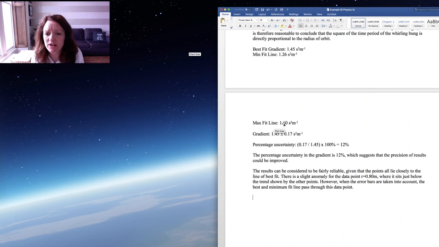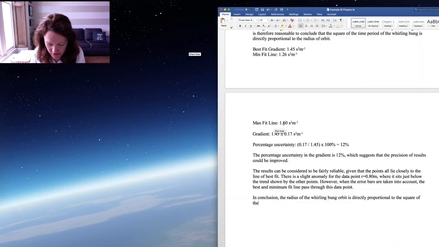I'm going to finish it off with one whole sentence. I'm going to say, in conclusion, the radius of the whirling bung orbit is directly proportional to the square of the time period of one complete orbit. Job done.